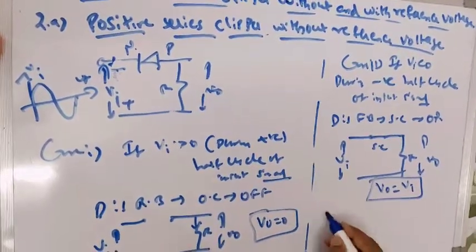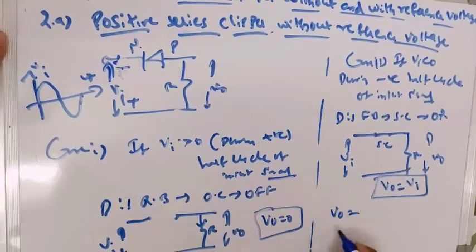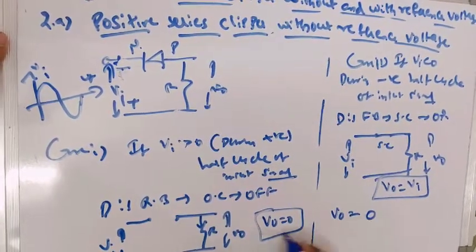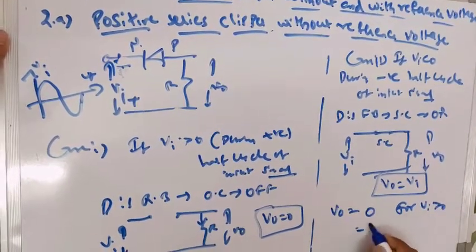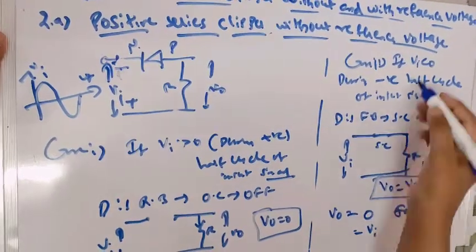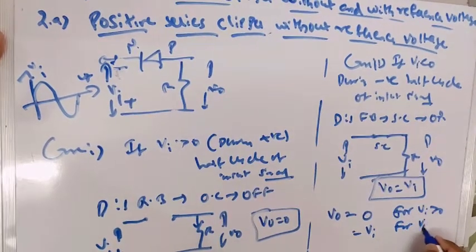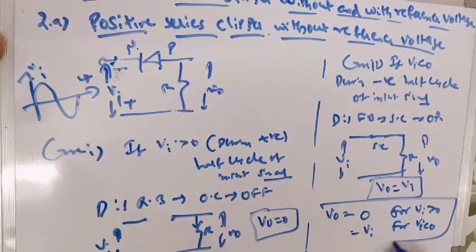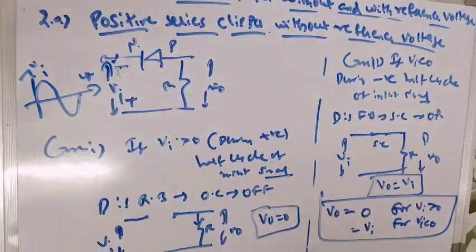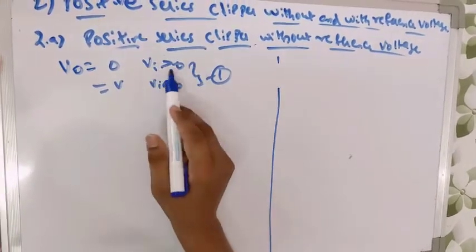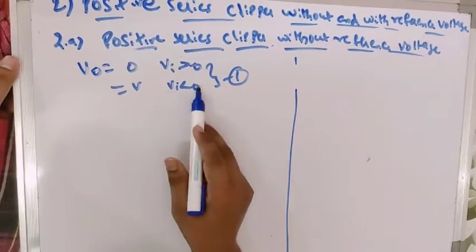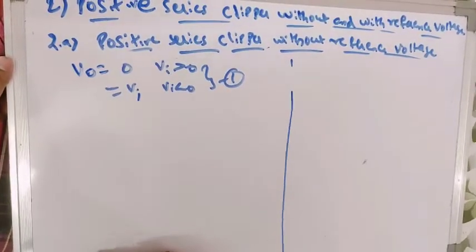Now what is the mathematical representation of the output voltage? V0 is equal to 0 for Vi greater than 0, and V0 is equal to Vi for Vi less than 0. This is the mathematical representation of the output voltage. So during the positive portion the output is equal to 0, and during the negative portion it follows the input signal.